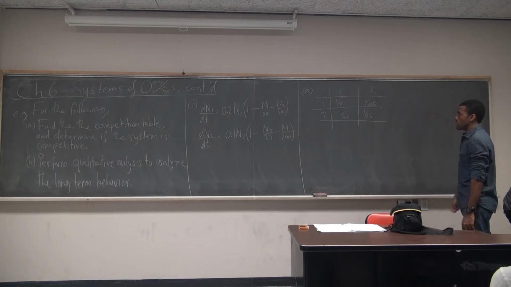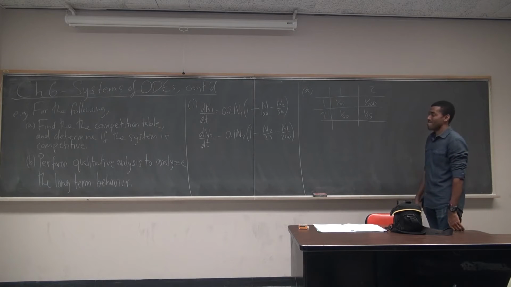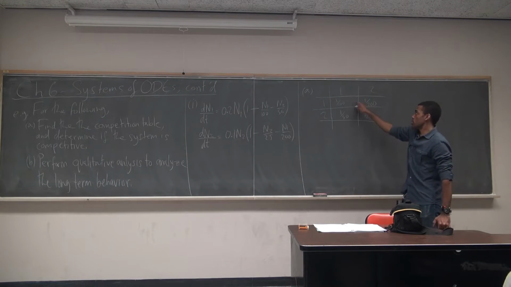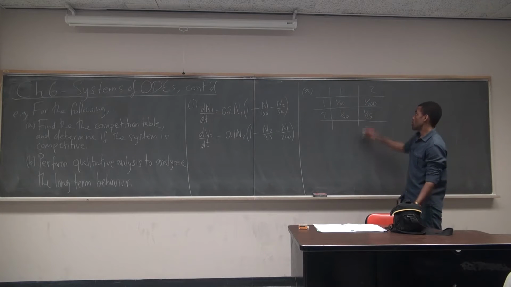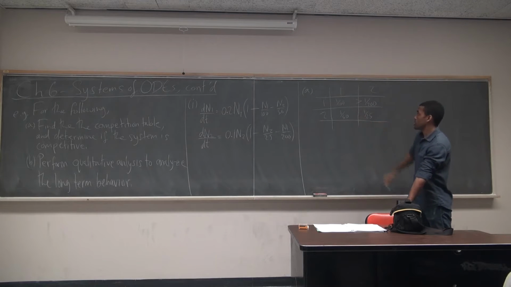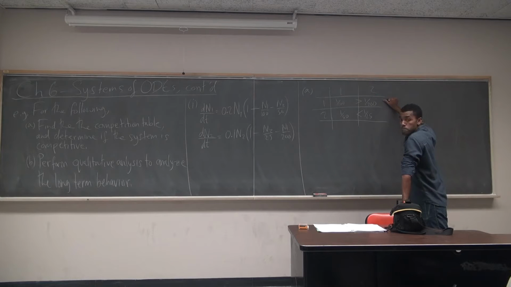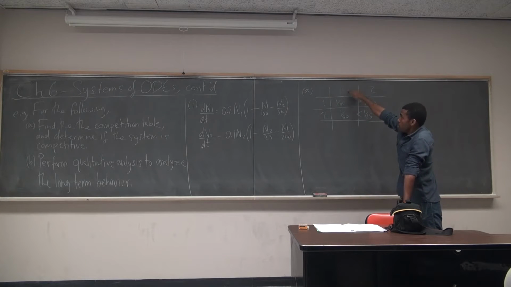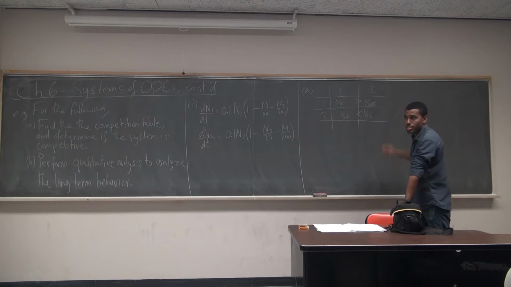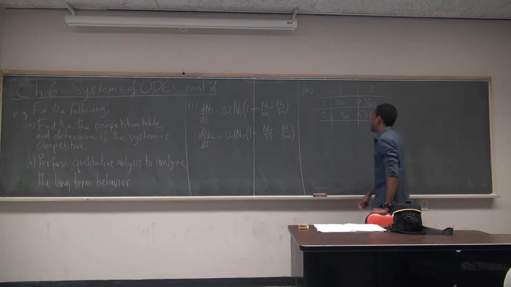So, is this competitive or not? Which one of these is bigger, 1 over 100 or 1 over 200? 1 over 100. What about 1 over 50 and 1 over 25? So what can we say about this? It's not competitive. How do you know? Because one is beating up itself more than it's beating up the other, so there's no competition.